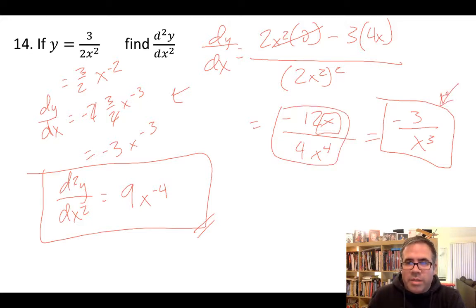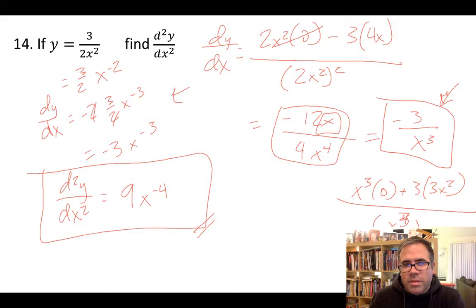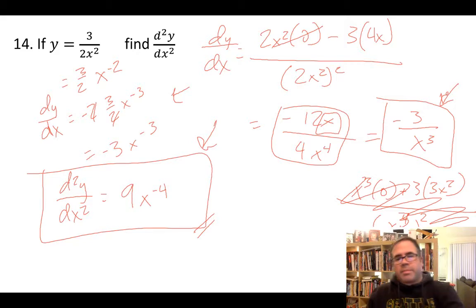So when you use the quotient rule here, you again get something like x to the third times 0 minus 3 times 3x squared, over x to the fourth. Or sorry, x to the sixth. In any case, it doesn't actually matter because this is easier. Do it this way. Don't do it this way.